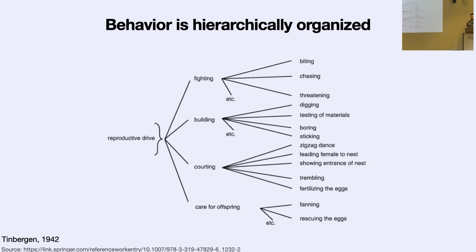So if we take seriously this idea that behavior is hierarchical, which I just wanted to include a slide on as a quick reminder, a concept introduced by Tinbergen in the mid-century. For example, an animal pursuing its reproductive drive will fight, build, court, et cetera, and each of those high-level behaviors consists of activities, and those activities break down into actions, and you can imagine continuing this hierarchy down to the level of individual muscle contractions. So you can then ask which level of this hierarchy best explains the neural signals that we see in prefrontal cortex.